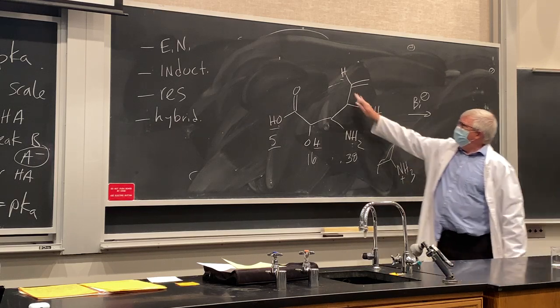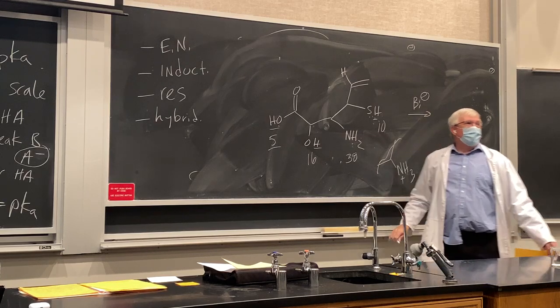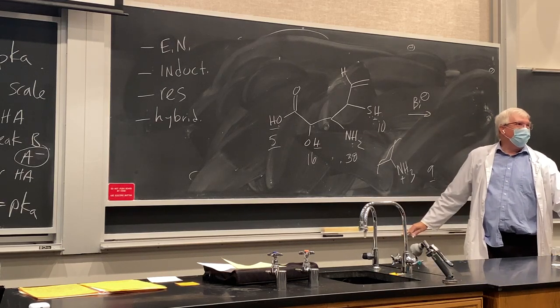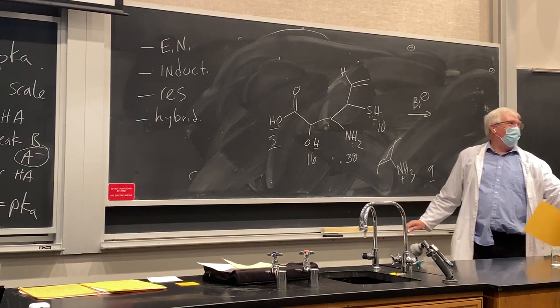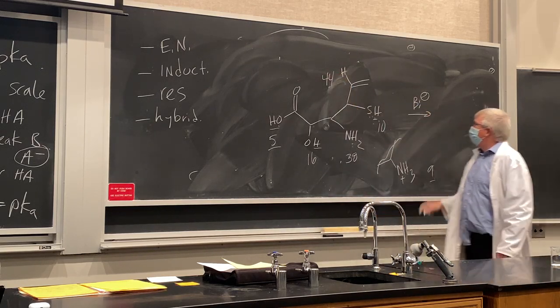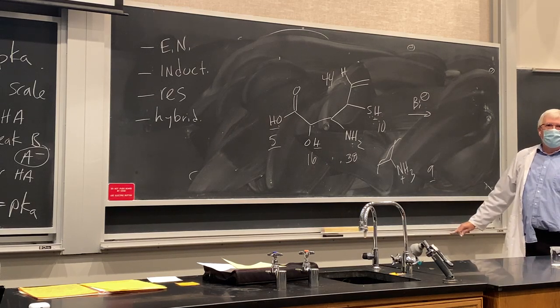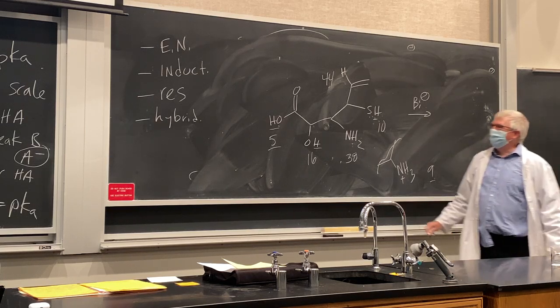So we got 10. And then what's this one? This one's on the chart. What's that number for the alkenyl hydrogen? 44. Very good. There you go. Okay. So if we add a base, which proton's going to come off first? Which is the most acidic one? Remember, it's an inverse scale. So which one will come off first?